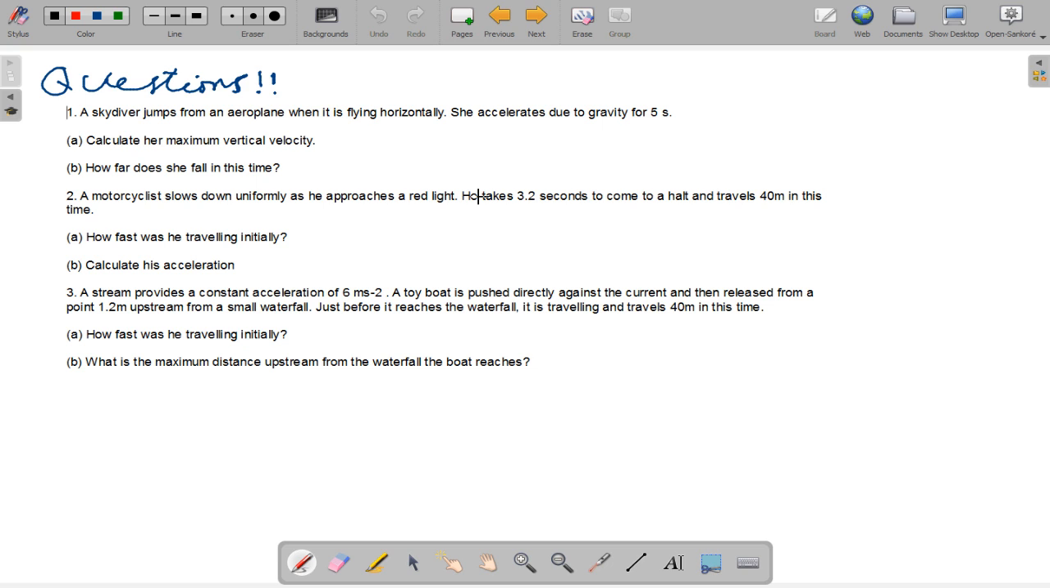Calculate his acceleration. A stream provides a constant acceleration of 6 m s^-2. A toy boat is pushed directly against the current and is then released from a point 1.2 meters upstream from a small waterfall. Just before it reaches the waterfall, it is travelling at 5 m s^-1. This is the toy boat. What is the maximum distance upstream from the waterfall that the boat reaches?